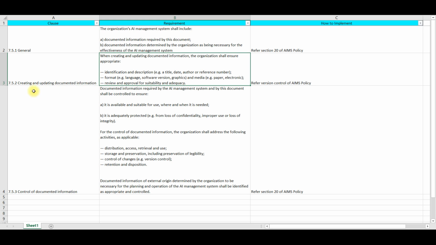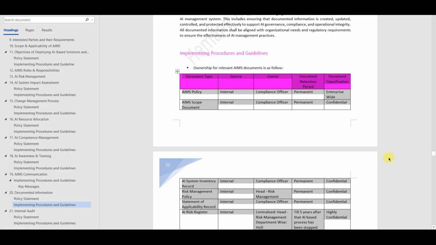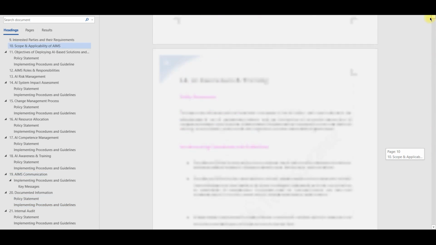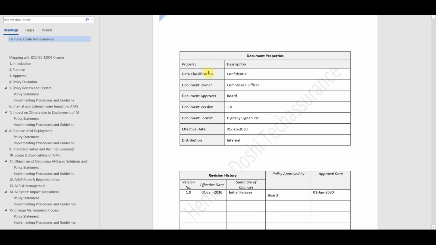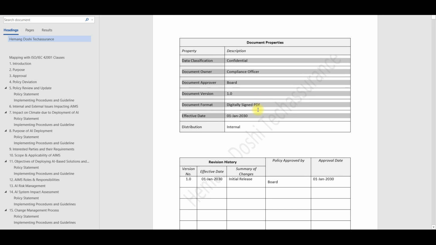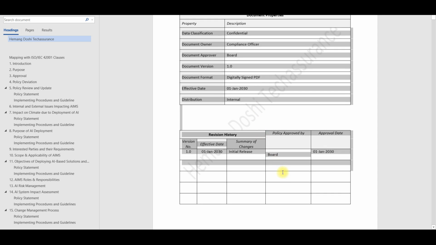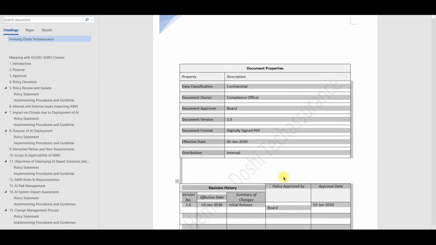Now let us move to the second point. It says that when creating and updating documented information, the organization shall ensure appropriate identification and description, format, and review and approval. So again, what you need to do is have proper version control on the document: document classification, who is the owner, what is the format, effective date, who has approved, revision history and so on.